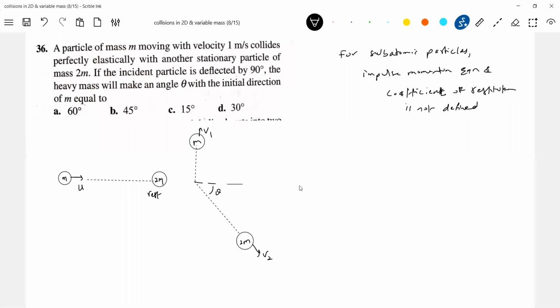So initial kinetic energy equals final kinetic energy. Let's write the equations. Momentum along the x-axis, in any direction it is conserved. Since it's very easy to write equations along the x-axis, I'm conserving it. So initial momentum mu, final momentum 2mv2 cos theta. Then along the y-axis, initial momentum 0, final mv1 minus 2mv2 sin theta.